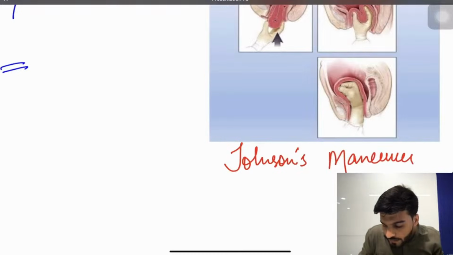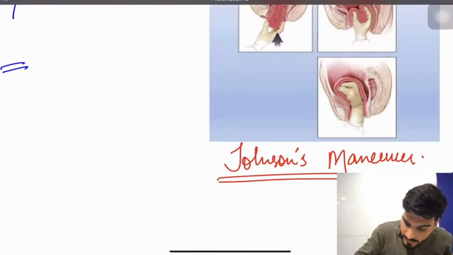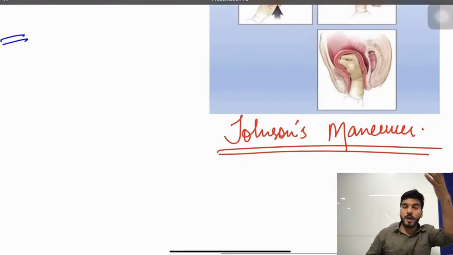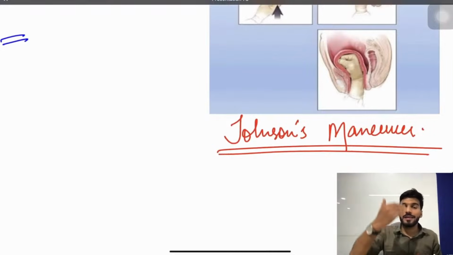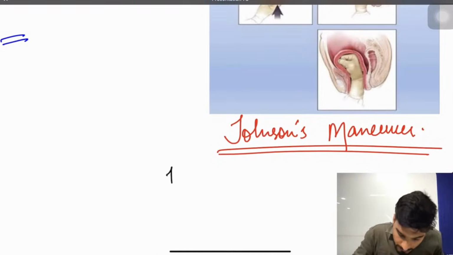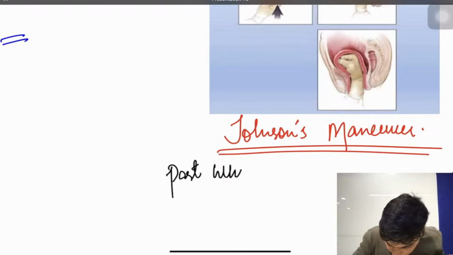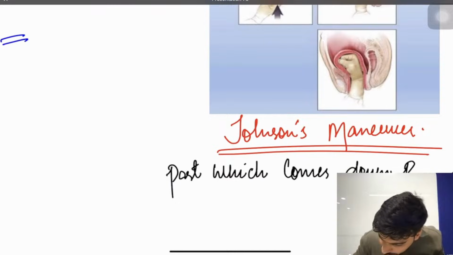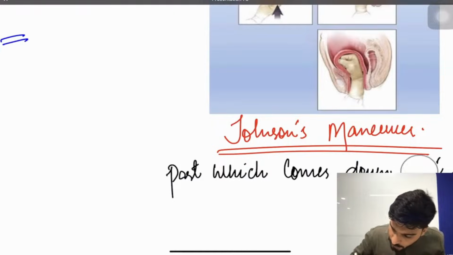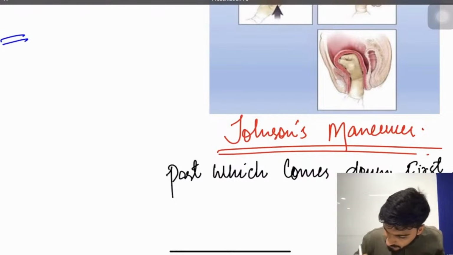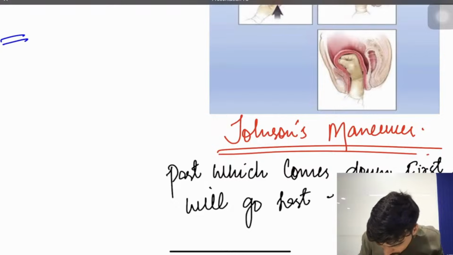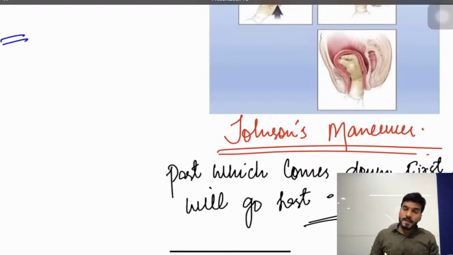What do you call this, bache? We call this Johnson's maneuver. Remember, in Johnson's maneuver the part which comes down first, जो पहले आया वो सबसे last में जाएगा. The part which comes down first will go last. This is Johnson's maneuver.